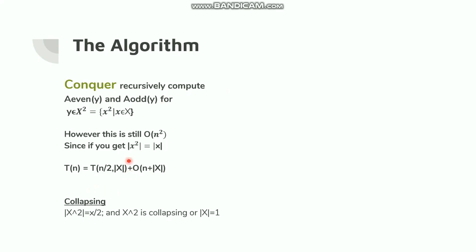Gusto natin na itong x na to maging katulad itong n over 2. Bumababa din by half. So, what we want is collapsing. We want the cardinality of x squared to be just equal to the cardinality of x over 2. And then x squared is collapsing when the cardinality of x is equal to 1. So, ano ba yung ibig sabihin nun? Ang gusto kasi natin, pag in-square natin mga numbers, yung set natin ng numbers, makalahati na lang dapat after natin square. So, pwede naman talaga yun.